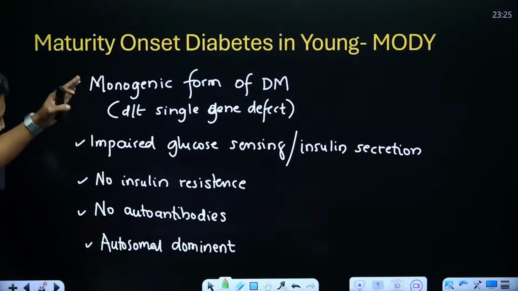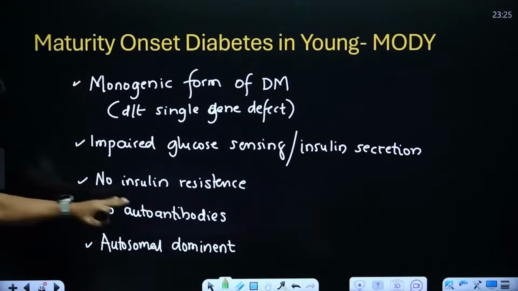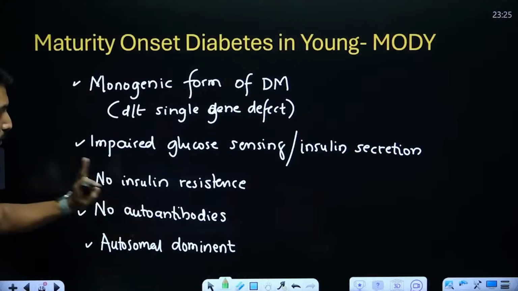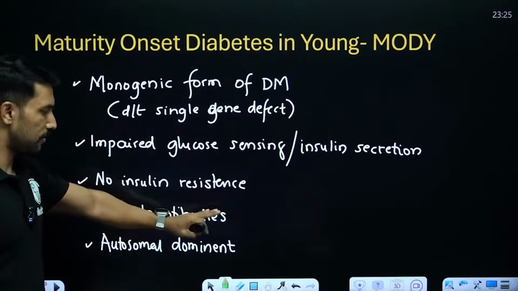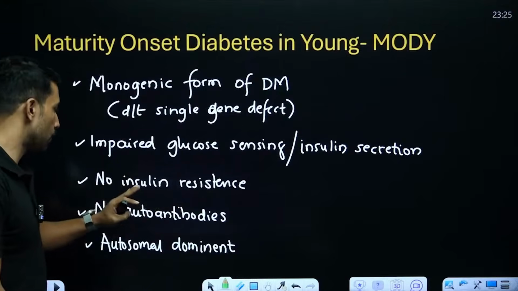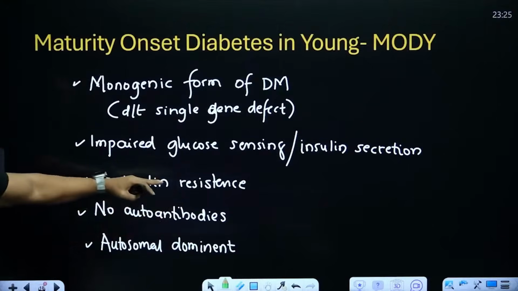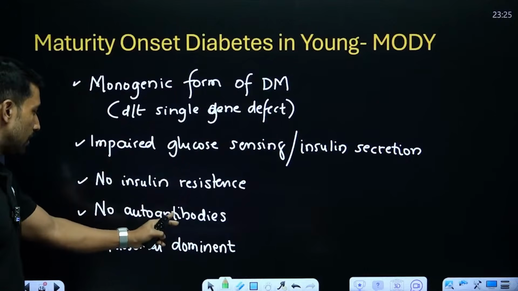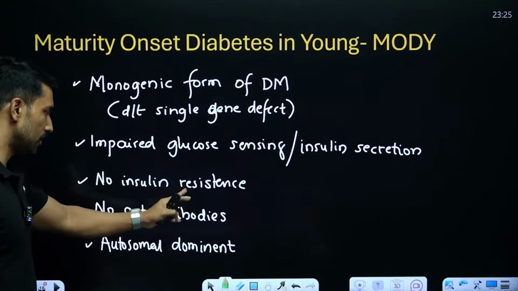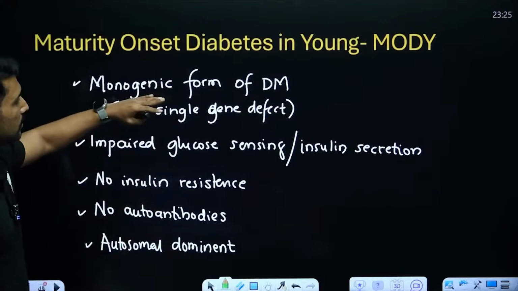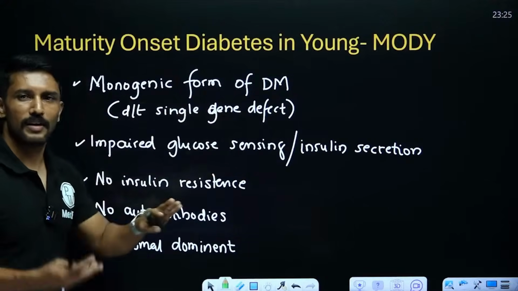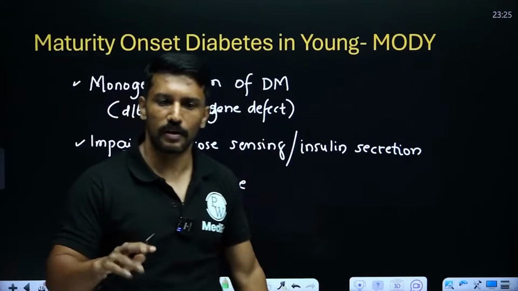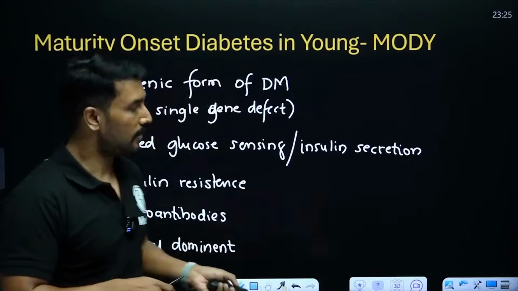So that is about our types of maturity onset diabetes in the young. How is it different from type 1? There are no antibodies. So there is no absolute insulin deficiency, there are no antibodies. And how is it different from type 2? There is no insulin resistance. Both type 1 and type 2 are polygenic, multifactorial, but here it is clearly a single genetic mutation. Lifestyle factors do not play a role. It's purely a genetic disorder, right?